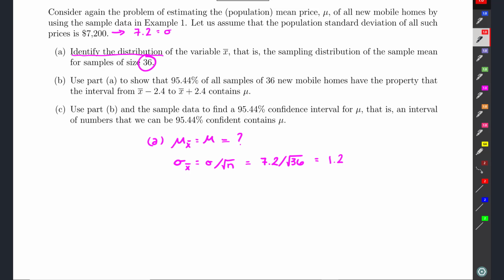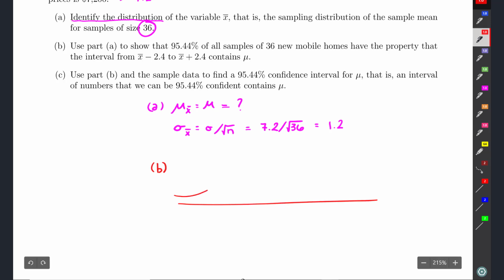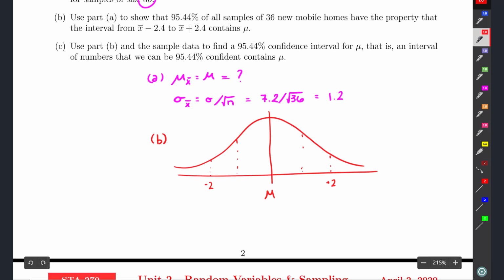So for part B, again, we don't know what mu is. Let me just sketch what we're talking about here. There's our normal distribution curve. And we're looking at 2 standard deviations to the left and right of that mean, which is going to give us the 95.4% confidence interval. What this question is asking us to do is just to show what that interval might consist of. So even though we don't know what mu is, what we do know is our sample mean, x bar, which is 63.28. We calculated that in example 1.